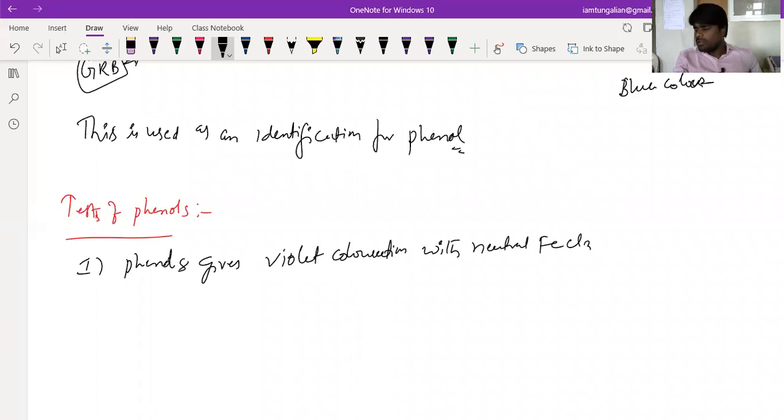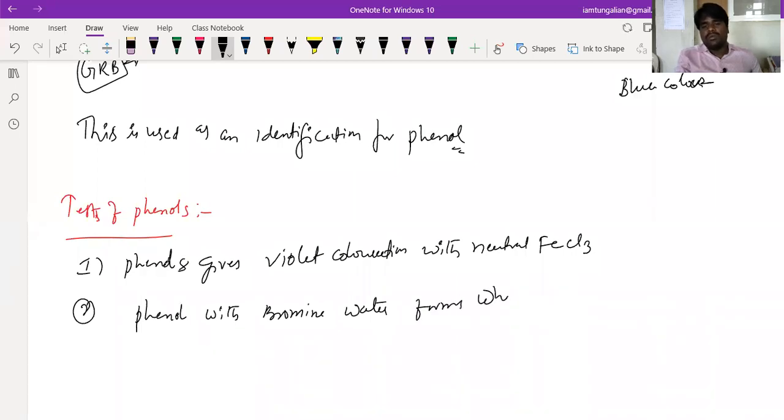Neutral ferric chloride. Second is that phenol on reaction with bromine water, beta, forms a white precipitate of 2,4,6-tribromophenol, beta. This is also used as one of the identification tests.